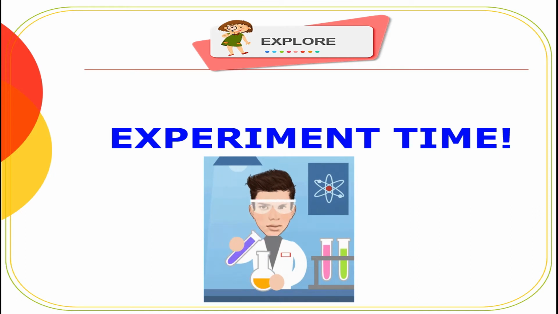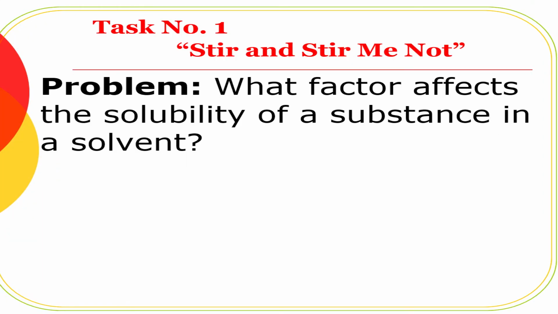This time, let us perform different activities for us to understand this lesson. Gentle reminder, if you will perform this activity at home, please ask assistance from your parents or guardian. Task number 1, entitled Stir and Stir Me Not. Problem: what factor affects the solubility of a substance in a solvent?